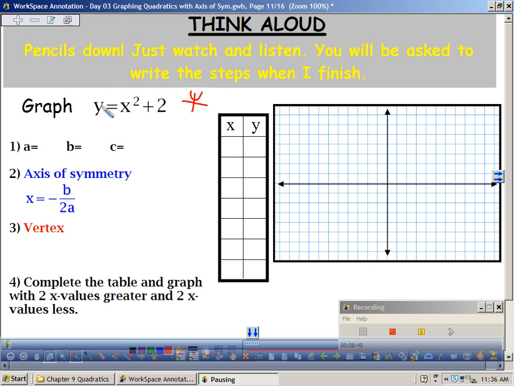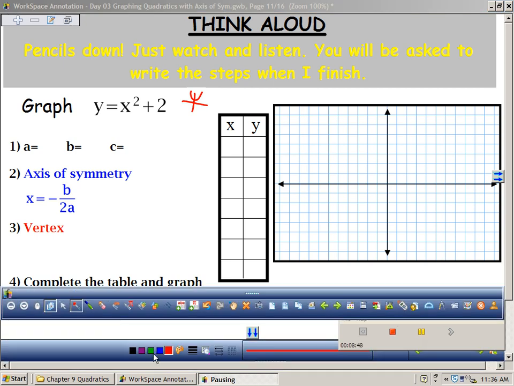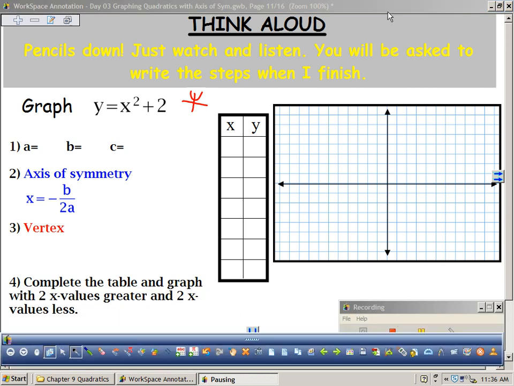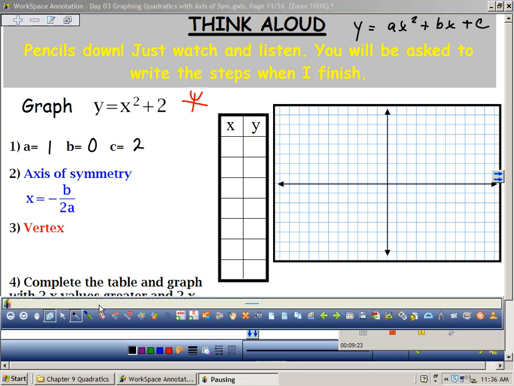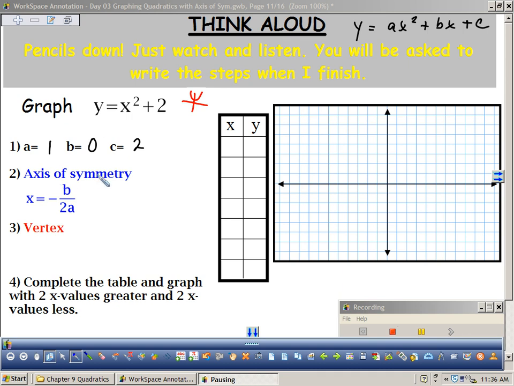Okay, so let's start with the fact that all of this stems from a quadratic equation, y equals ax squared plus bx plus c. So based on this equation, what would a be in this equation? No. X squared is right there. What would a be? 1. What would b be? 0. There is no b. And what would c be? 2. Excellent.